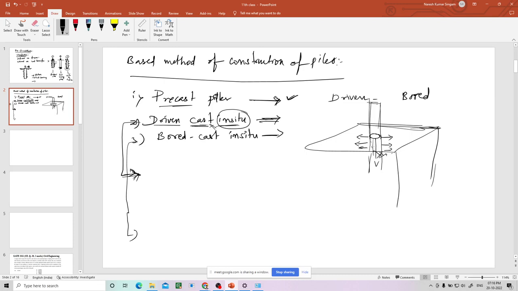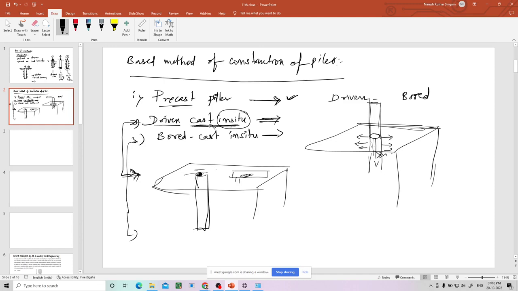Yes. See, there is a land here. Suppose, how do you construct a pile in the site? In situ doesn't mean that, suppose this is the site, you have to drive the pile here at this location. It doesn't mean that you are casting the pile somewhere else in horizontal position and bringing all those instruments. It's not that. Cast in situ means you are directly constructing in the hole.